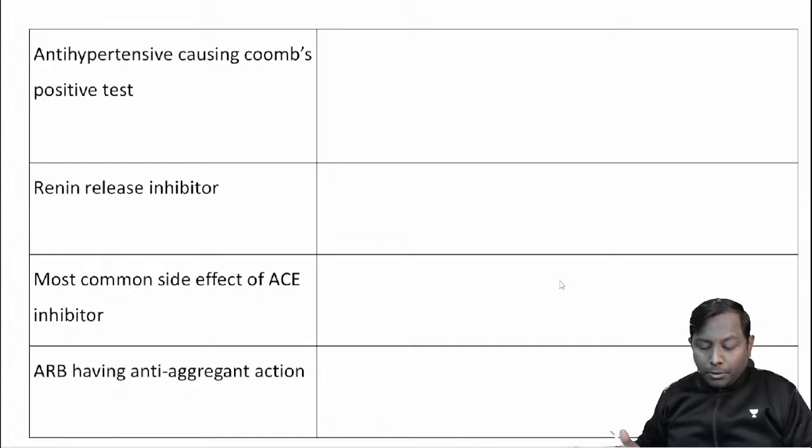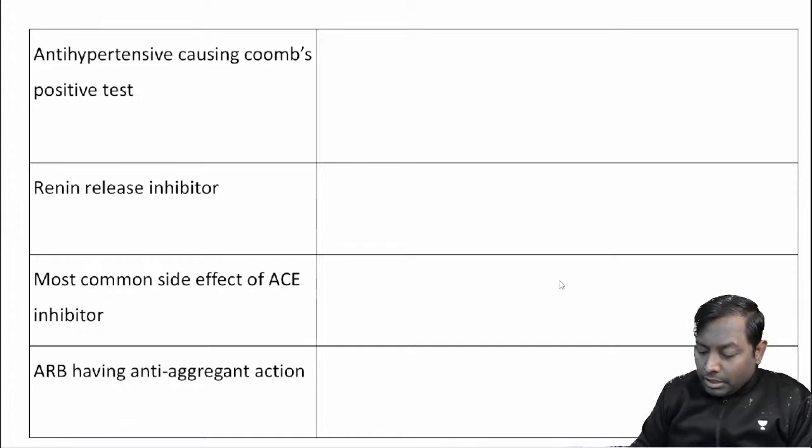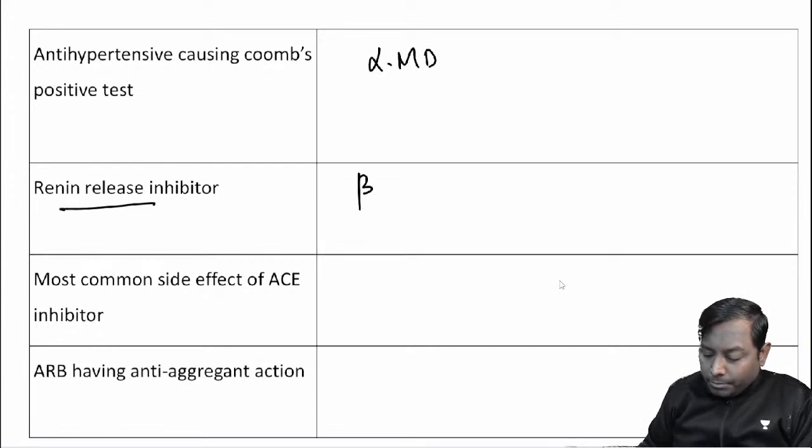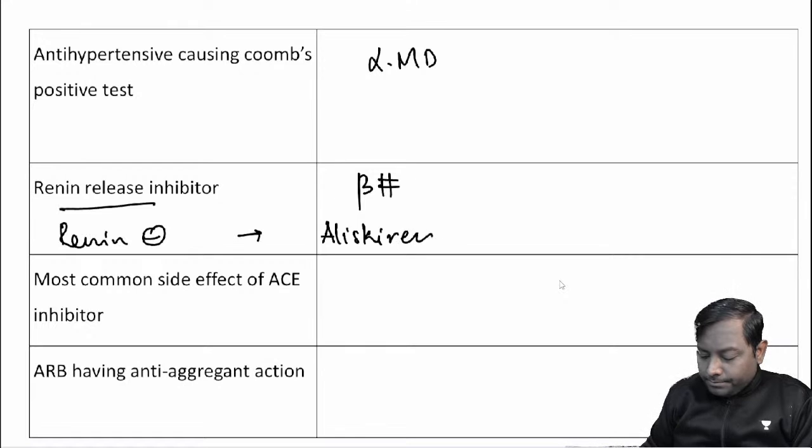Antihypertensive that causes a Coombs positive test will be your alpha methyldopa. Renin release inhibitor, guys, this is going to be your beta blockers. However, if the examiner is simply going to ask you which of the following is a renin inhibitor, the answer to this question will be none other than your aliskiren.